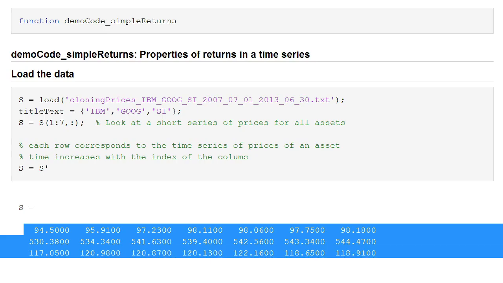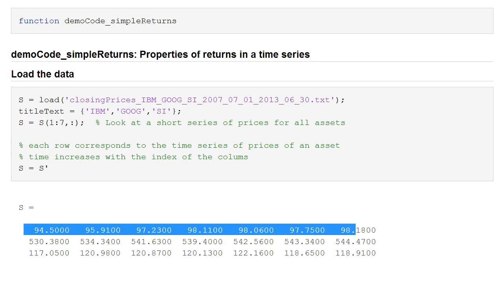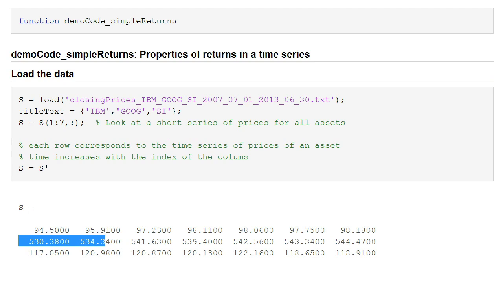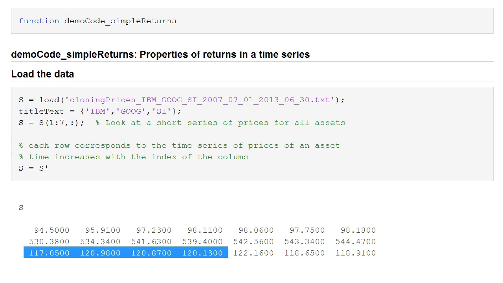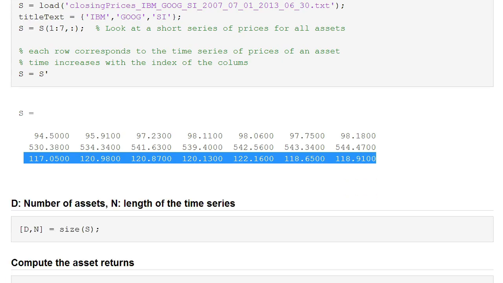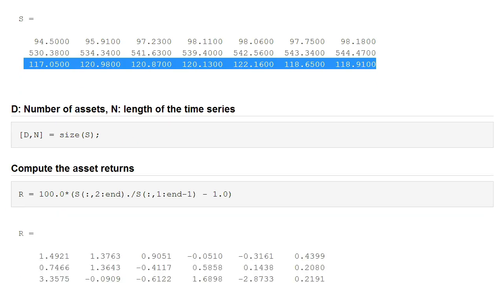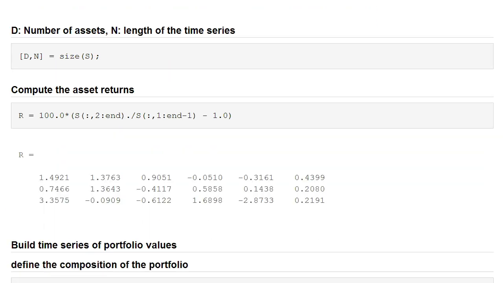And this is the result that we get. The first row are the prices of IBM, the second row are the prices of Google, and the third row are the prices of Siemens. So we have D assets, D equal 3, and a time series of length 7.